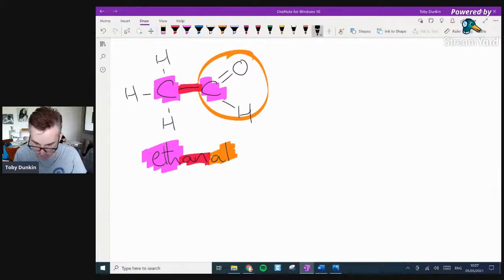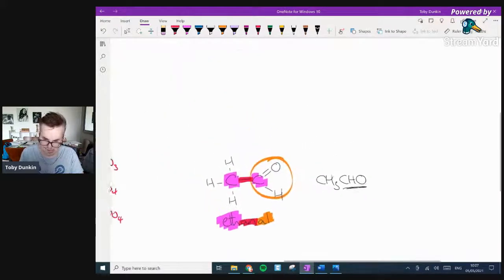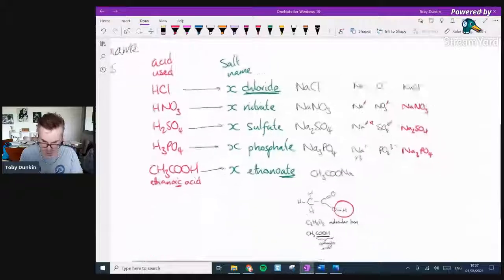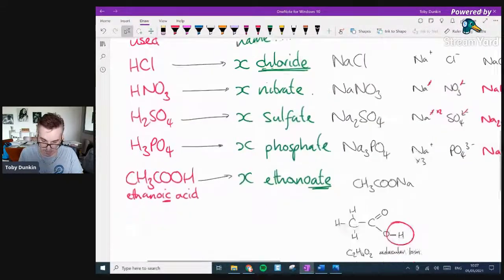And if you write that as a structural formula, it becomes CH3CHO. It's a CHO. And the reason you wouldn't write COH, because that now looks like an alcohol. The way that we organize things tells us which family it is. It's awkward. I know, it's tricky. You'll learn that in organics later on. So this would be sodium ethanoate, by the way.